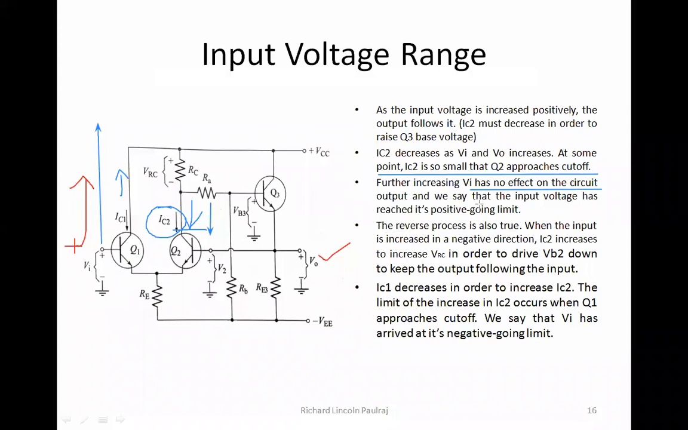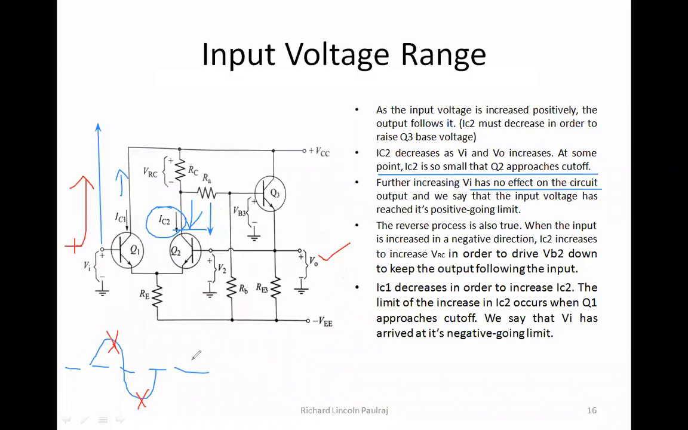So at this point of time, we can say that it has reached its maximum positive going limit. Okay, so if in case I draw a waveform, and if I call this my axis, now I can say that this is my maximum positive point, correct, and this is my maximum negative point, isn't it? Do you all agree with this?